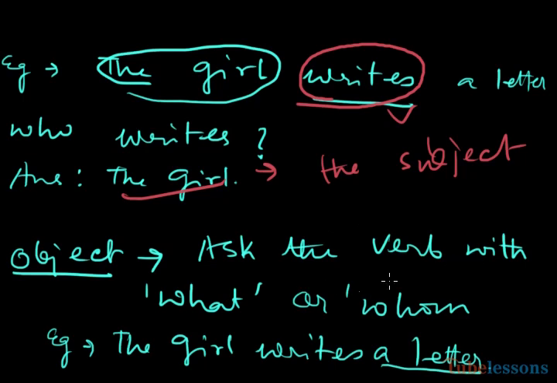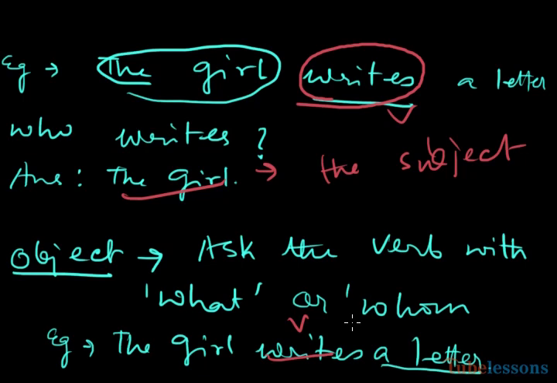Now, how to find an object? Ask the verb with what or whom. Okay? So, the same way, this time to get the object, I'm questioning the verb with what or whom. The girl writes a letter. Now here writes, this is the verb, okay? Writes what? And I'm getting the answer, a letter, okay?